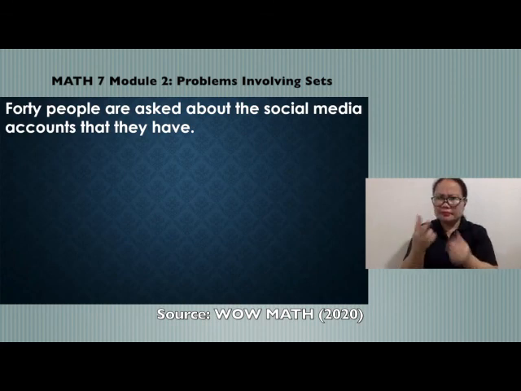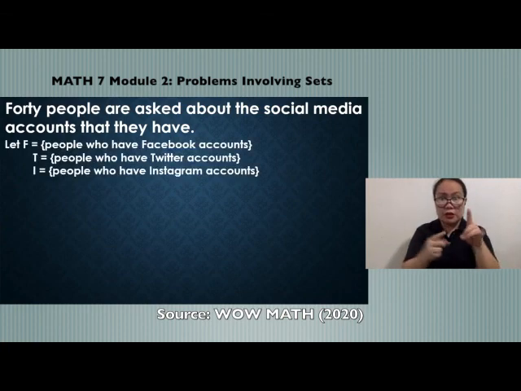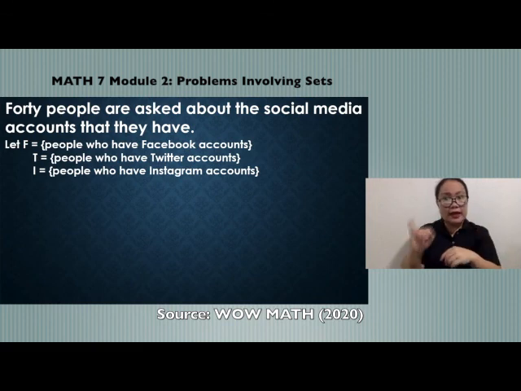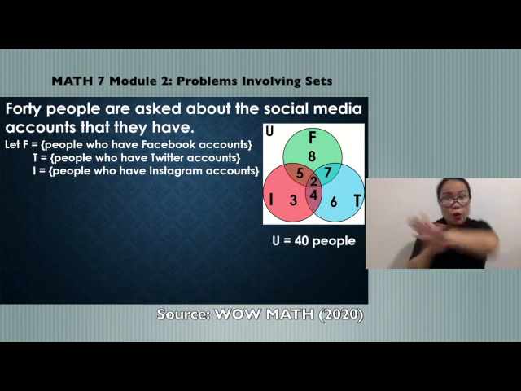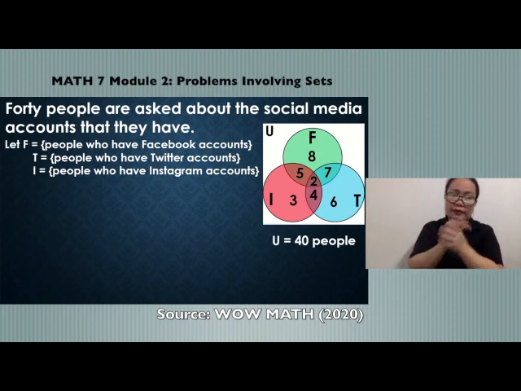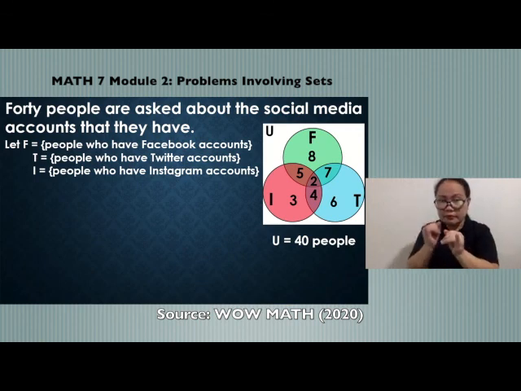So I have here 40 people are asked about the social media accounts that they have. So let us represent F for those people who have Facebook accounts, T for people who have Twitter accounts, and I for Instagram accounts. And then we will be using this Venn diagram. Okay, so here is the data. Okay, now, so, our universal set is 40. Okay? Remember that our universal set is 40. Bakit 40? Kasi yun yung bilang ng taong tinanong. Okay? Dito sa survey na to.